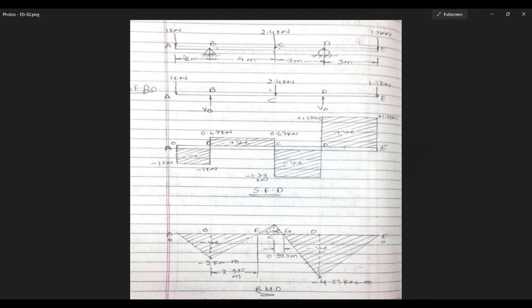This beam can be divided into four parts: AB, BC, CD and DE. The dimensions are given as 2 meter, 4 meter, 3 meter and 3 meter. So I have to obtain these kind of graphs which I have already obtained by using strength of materials method. So let's check for the solution using ANSYS and then we will compare if the solutions are correct.